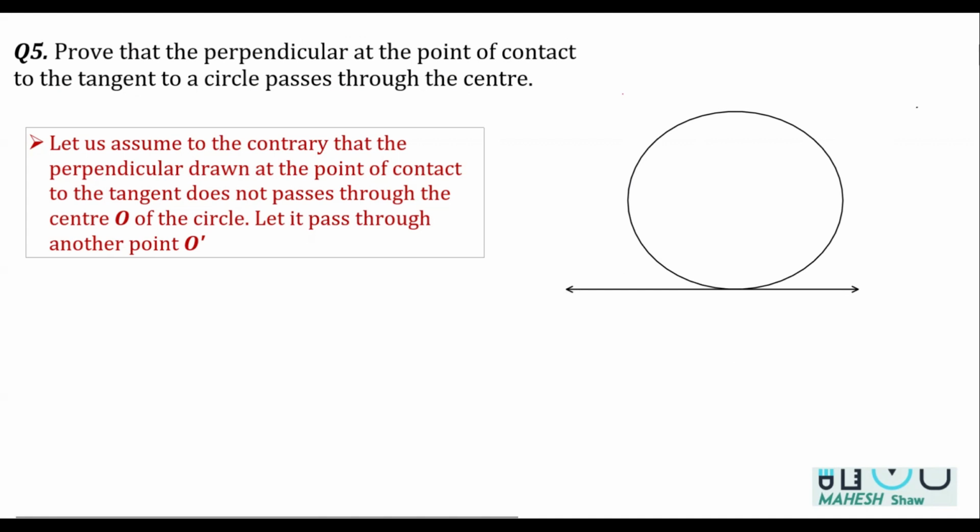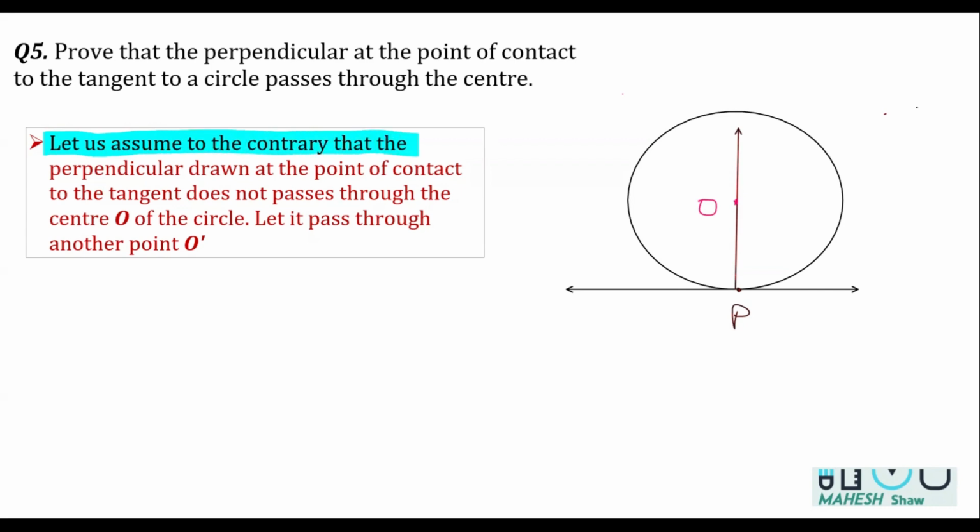I'm going to draw a tangent first to make you understand what the question means. So this is a circle and this is the point of contact. I name this point of contact P. Now, if I draw a perpendicular here, there are two possibilities. One, it passes through the center, say O. And the other is that it does not pass through the center. Now, we are going to prove this using the contradiction method.